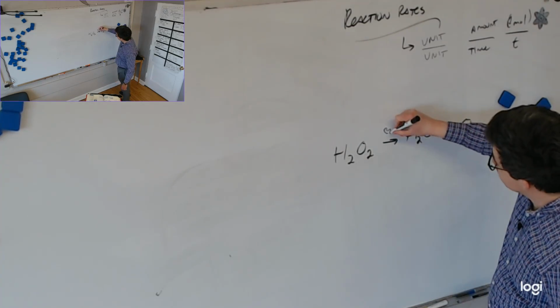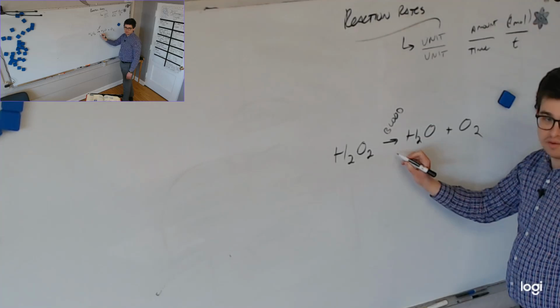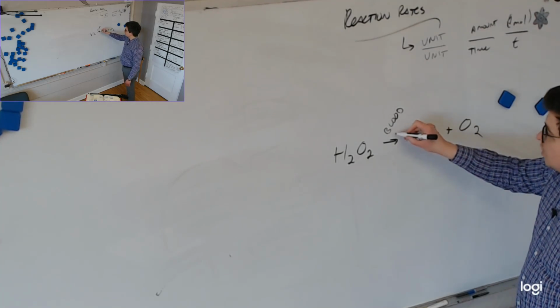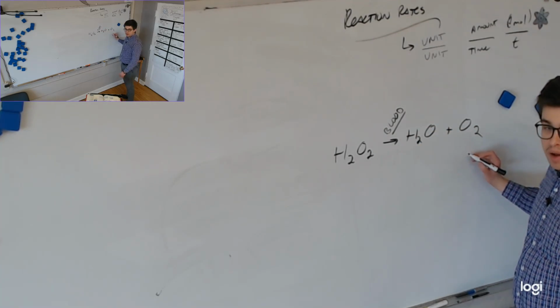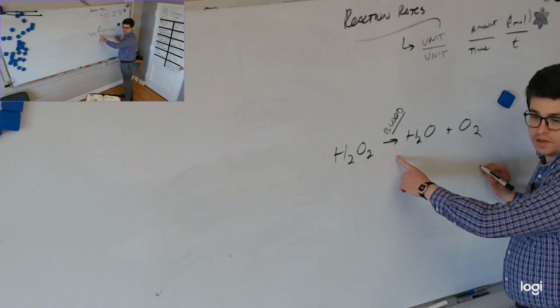So we could put blood here. We always put a catalyst above the arrow, which means that the blood was used to make it go faster, but I could get the blood out again if I wanted to, or at least all the chemical components.